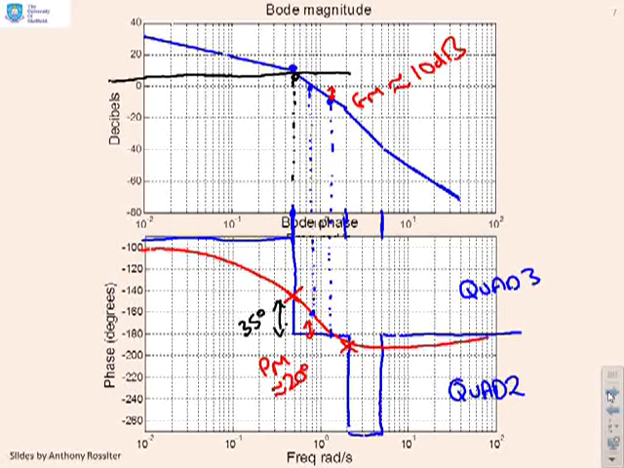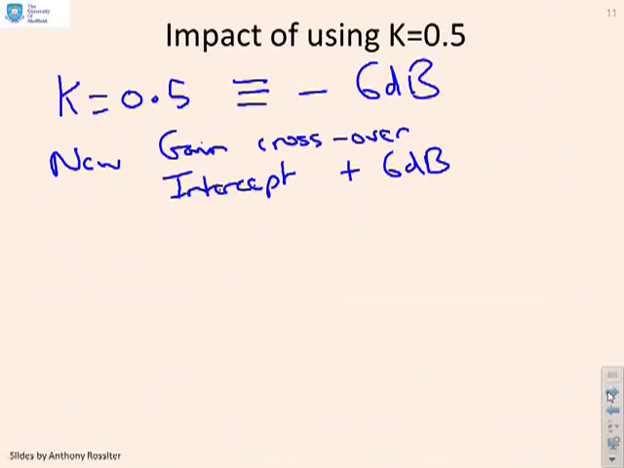So we've improved the phase margin, okay, from what it was. There would also be a corresponding improvement in the gain margin by this 6 decibels, but I'm not going to worry too much about that. So, what we find is the new phase margin is approximately 35 degrees, which is better.